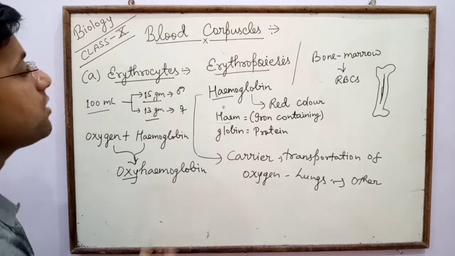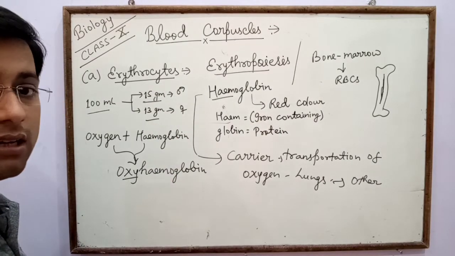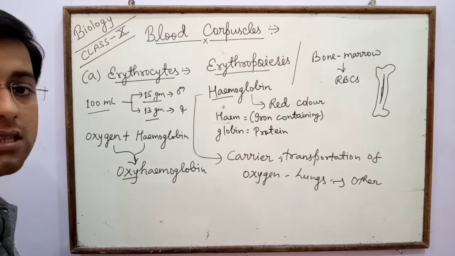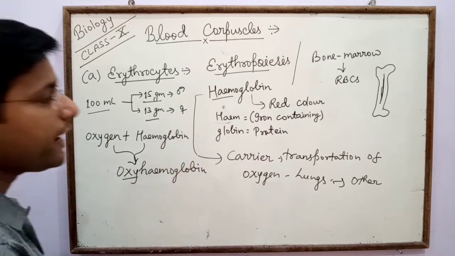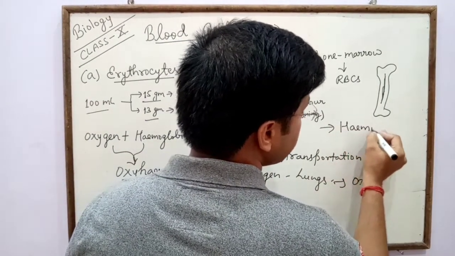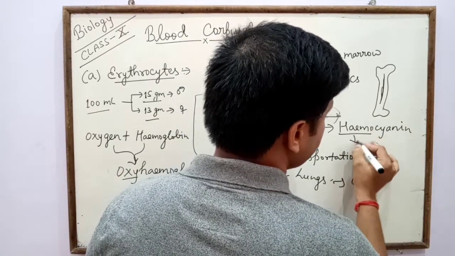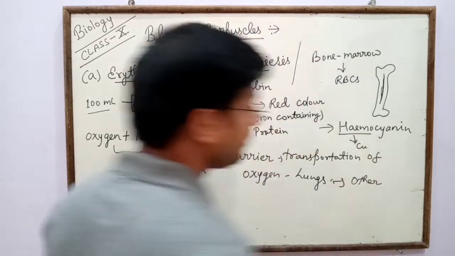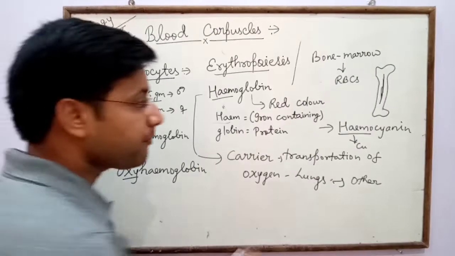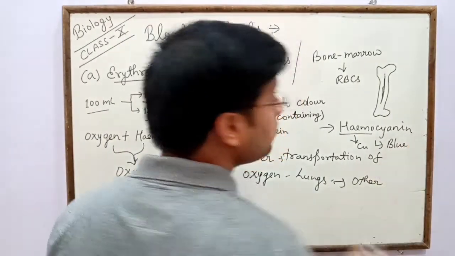So in case of erythrocytes, hemoglobin is responsible for the red color of blood due to the presence of heme pigment, that is an iron containing pigment. While in case of pila, hemocyanin is present. Here heme contains copper. So due to the copper containing heme, in pila, hemocyanin is responsible for blue color.